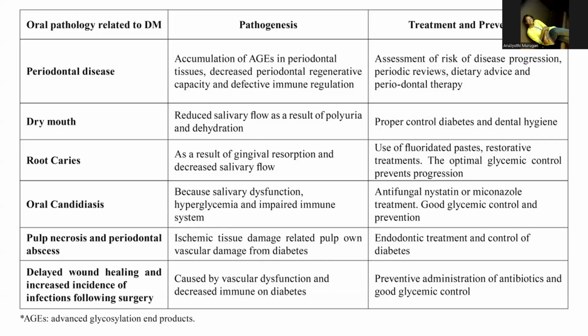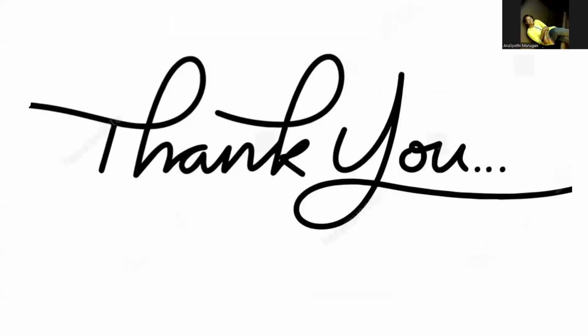Coming to pulpal necrosis and periodontal abscess, there is ischemic tissue damage related to the pulp owing to the vascular damage from diabetes. Treatment will be endodontic treatment and control of diabetes. Coming to the last part, delayed wound healing and increased incidence of infection following surgery. As we have said, there could be vascular dysfunction and decreased immunity due to diabetes. Maintaining proper control of the blood glucose level and preventive administration of antibiotics can help prevent delayed wound healing. Thank you.